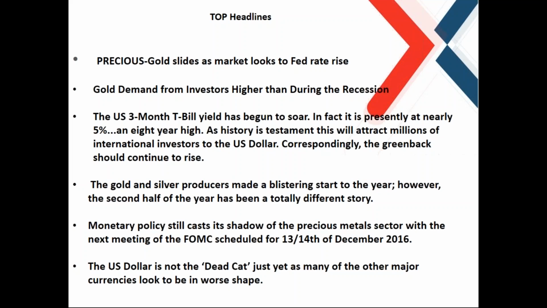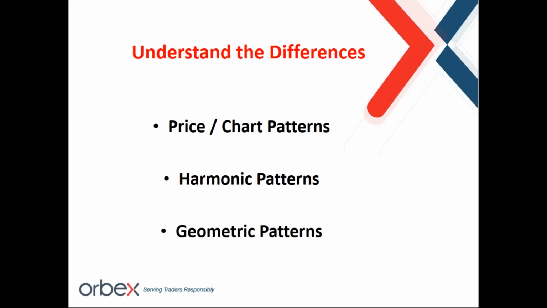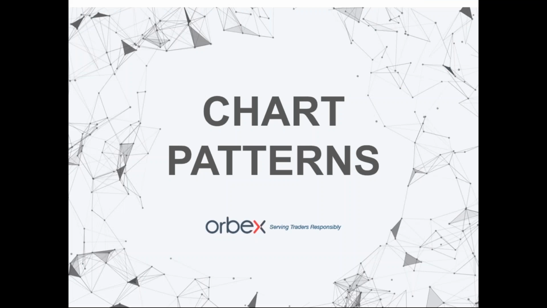Now, thirdly, a very interesting paragraph there. The U.S. 3-month Treasury bill yield has begun to soar, so it has gone up. And what does this mean? It is presently at nearly 5%, which is an 8-year high, as indicated. So, as history's testament, this will attract millions of international investors to the US dollar. This paragraph is really important, giving us hints of more rise possibility for the dollar, which then hints at more depreciation of gold. The last line reads, correspondingly the greenback should continue to rise. So we want to match all of this onto the chart shortly.